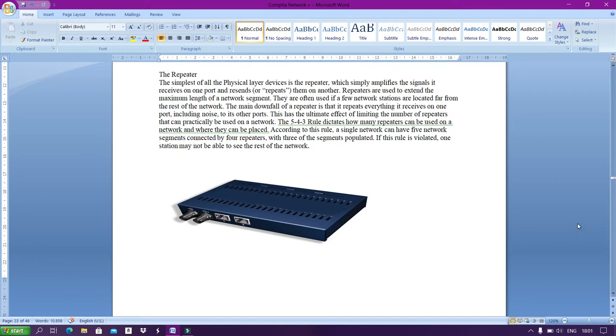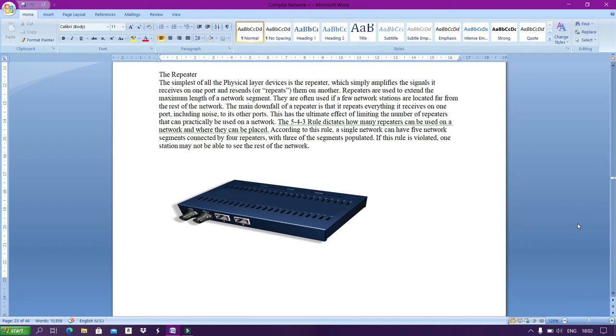The repeater. The simplest of all physical layer devices is the repeater, which simply amplifies the signals it receives on one port and resends or repeats them on another. Repeaters are used to extend the maximum length of a network segment. They are often used if a few network stations are located far from the rest of the network.